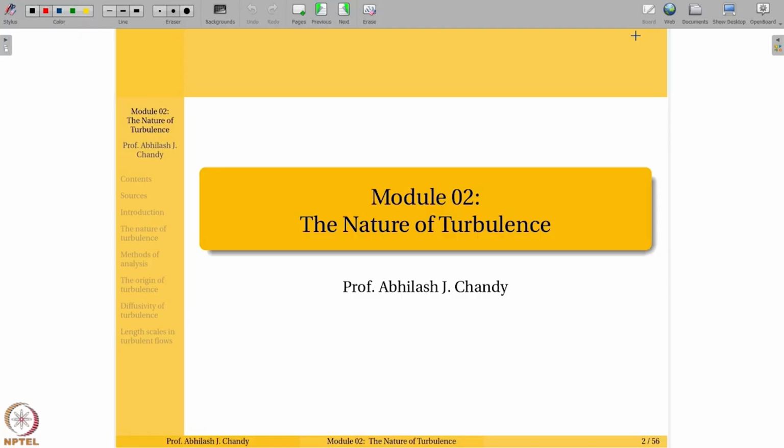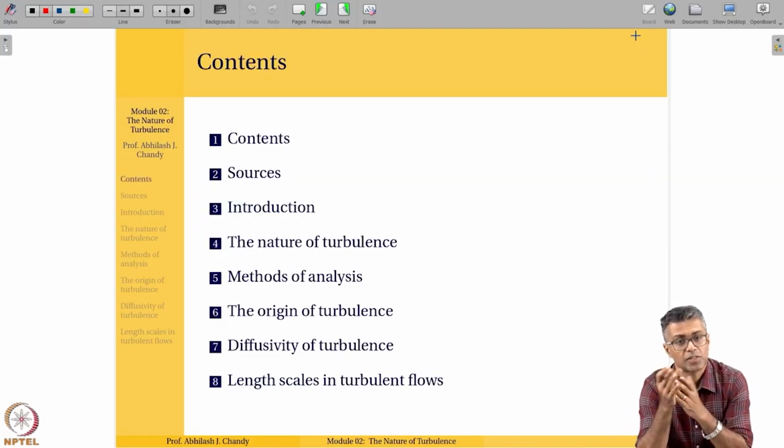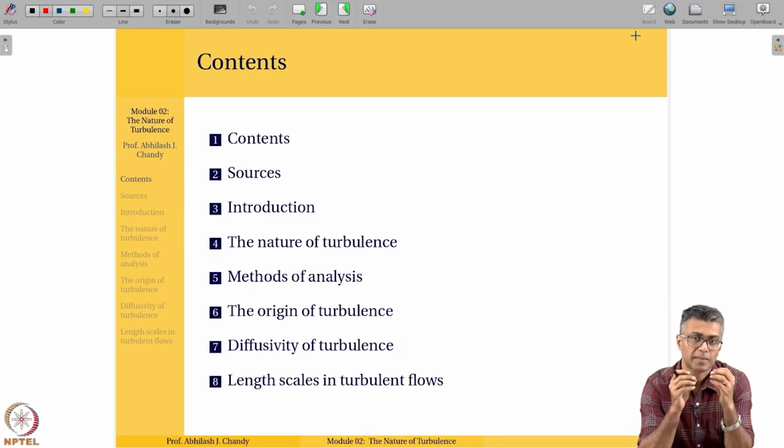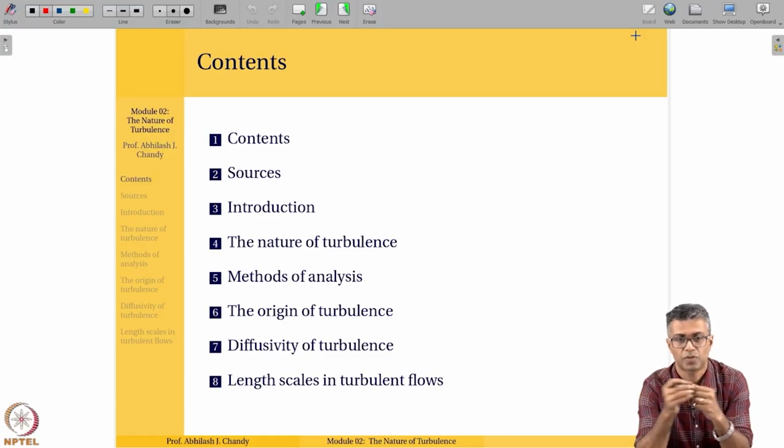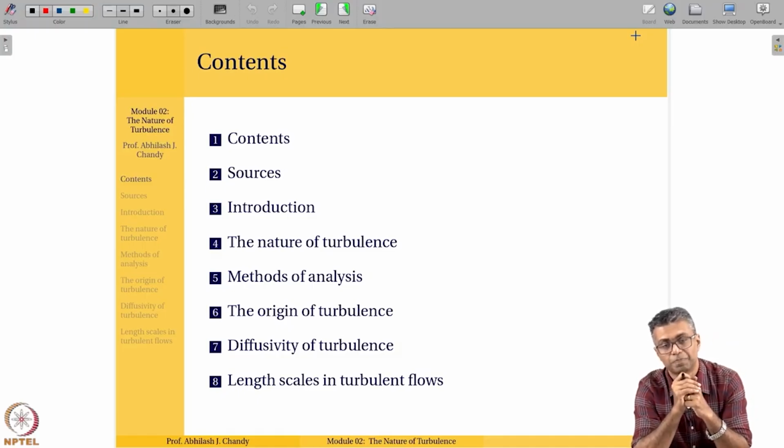So the contents of this slide include, I'll start with the sources of course. We'll go over a little bit of introduction, just give you a refresher on some of the applications of turbulence. Then we'll look at the nature of turbulence, and that would include all the attributes in detail. Some of the methods of analysis of turbulence. We'll look at the origin of turbulence. How is it generated? What leads to turbulence? And the most important attribute of turbulence, which is the diffusivity of turbulence, we will analyze that in detail.